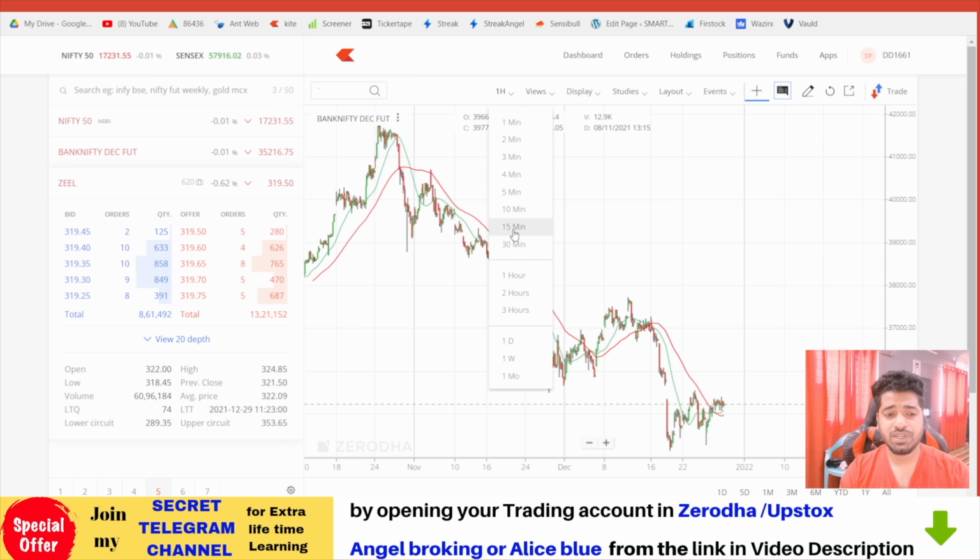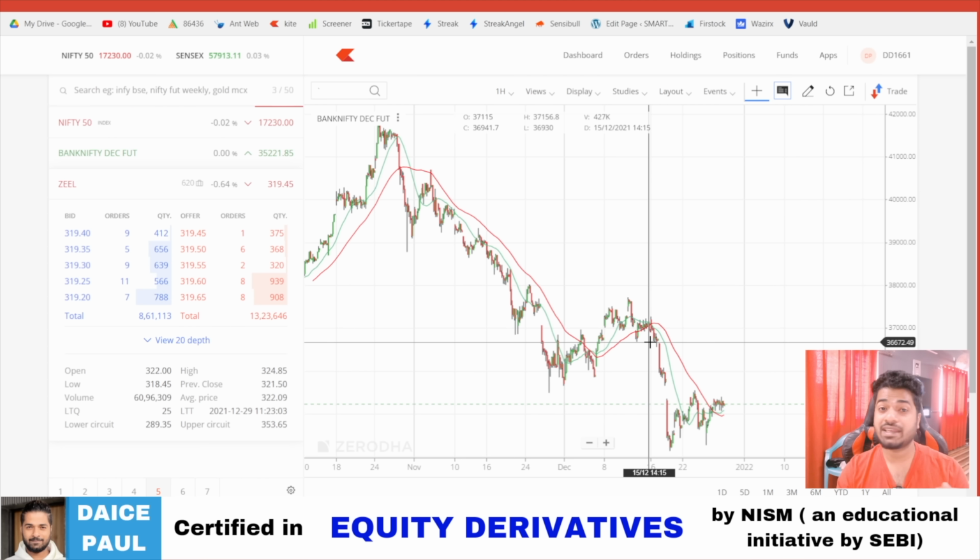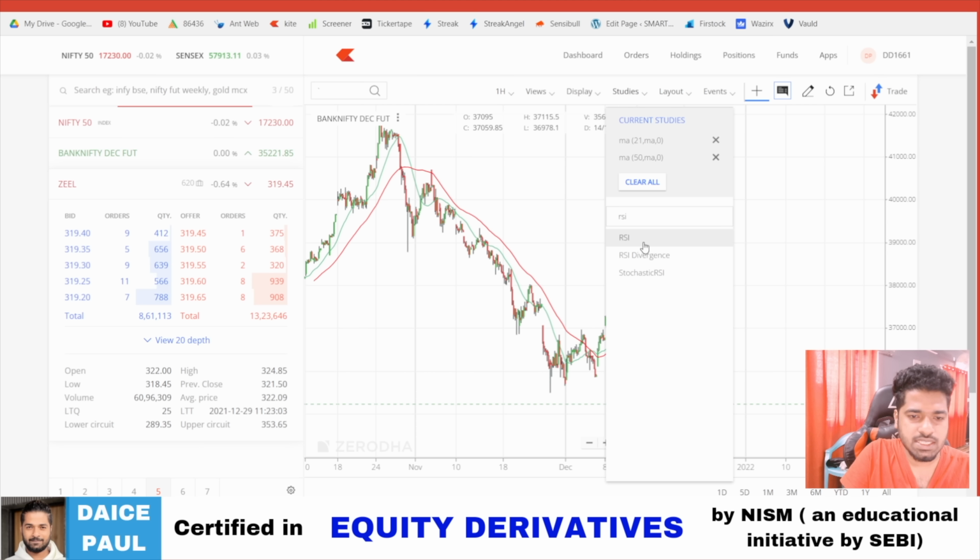So like I told you, for swing trading and all that, using 1 hour, 1 day is fine. For intraday, 5 minutes, 3 minutes, 15 minutes also can be used, but you need to be quick because the signals can turn anytime. Okay, so the next indicator is the RSI.